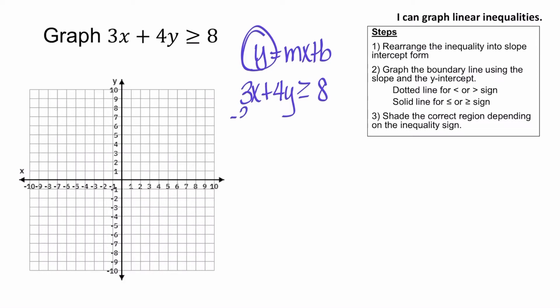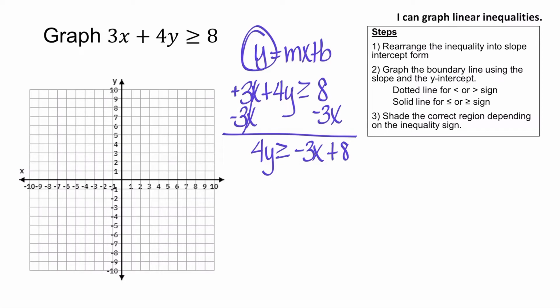I'm going to start off by subtracting 3x from both sides, because I have a positive 3x. When I do that, on the left side this cancels, and I have 4y is greater than or equal to negative 3x plus 8. Now to get y by itself, I'm going to divide everything in my inequality by 4. So I have y is greater than or equal to negative 3 over 4 x plus 8 over 4, which is 2.